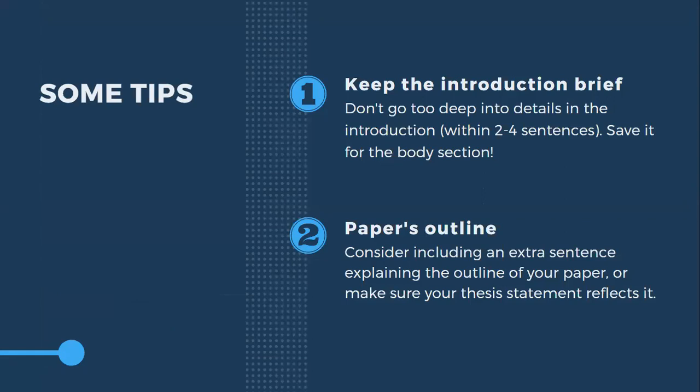We don't want to go too deep into details in the introduction, and our transition should be within just 2 to 4 sentences. Especially for those of you writing the AC2 research paper, because we're going to have an entire background section following the introduction, we want to keep a lot of the details of the topic in the background section. So we don't want to spoil too much in the introduction, right? Also, you might want to consider including an extra sentence explaining the outline of your paper, or you can make sure that your thesis statement will reflect the paper's outline by itself.